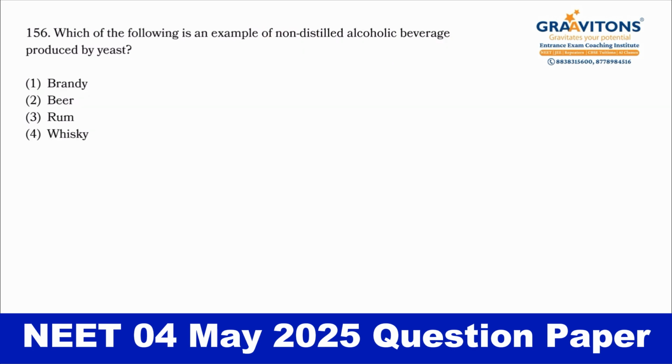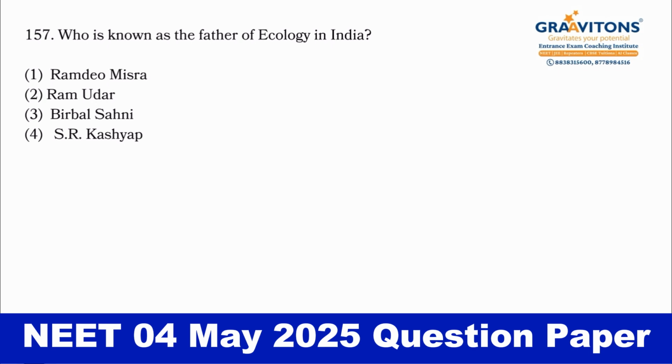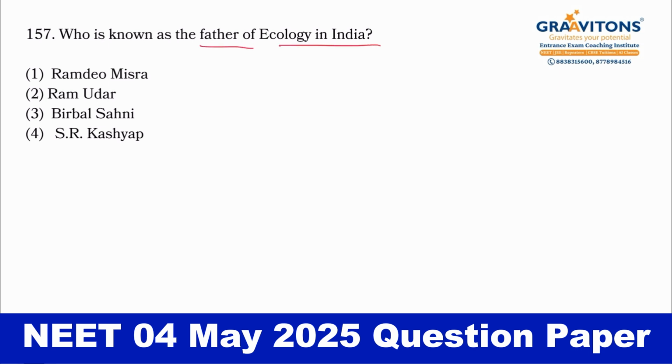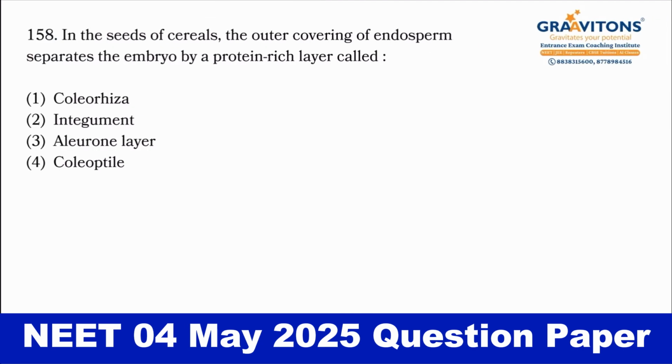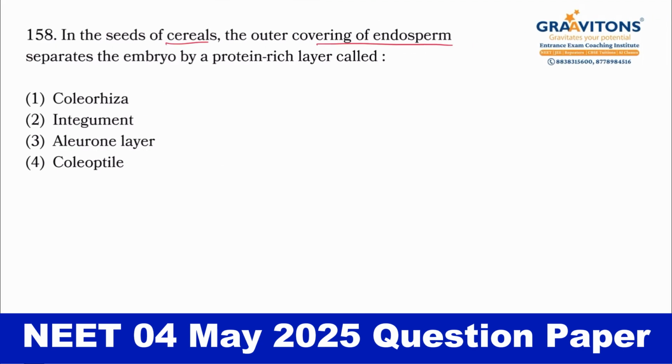And next one, question number 156, a direct easy question. Which of the following is an example of non-distilled alcoholic beverages? We know that beer and wine are the non-distilled alcoholic beverages. Here the option is 2. And next one, who is known as the father of ecology in India? It is Ramdeo Misra. The next question, 158. In the seeds of cereals, the outer covering of endosperm separates the embryo by a protein-rich layer. So the name of protein-rich layer is aleurone layer.